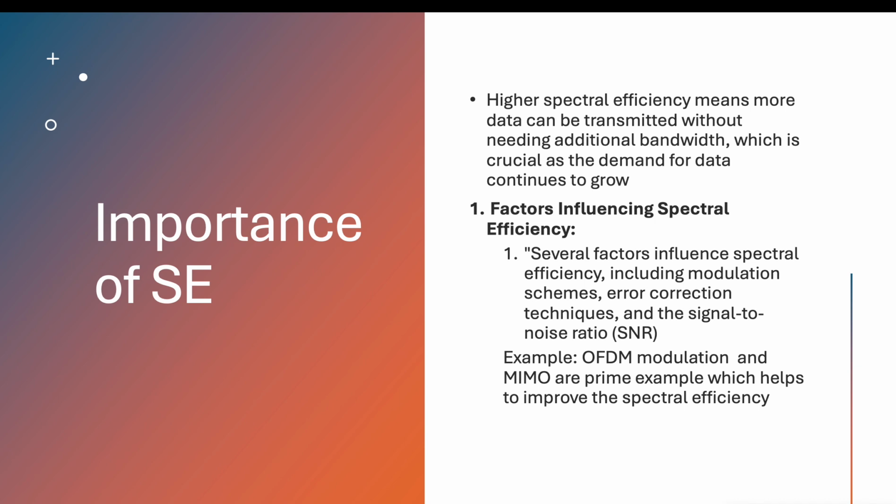So factors which are influencing spectral efficiencies include the modulation scheme, error correction techniques, signal to noise ratio, OFDM modulation. All these things we will not discuss here. This is not part of the scope. Probably we'll discuss the details of these things maybe in some other video.